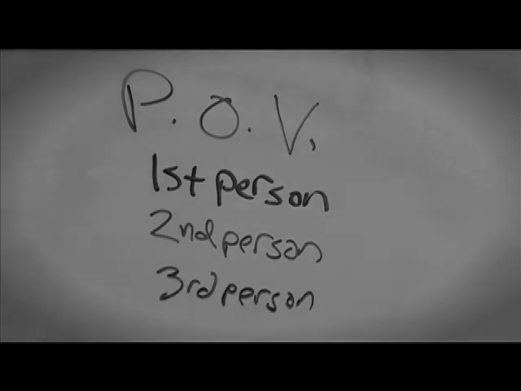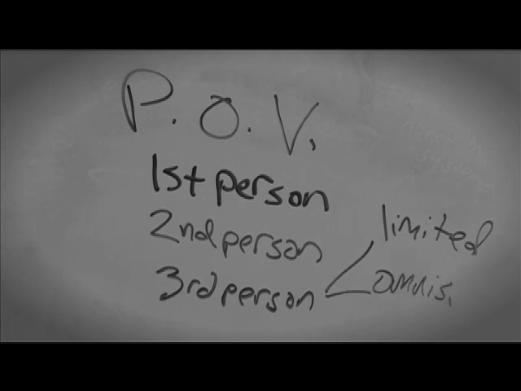Third person, of course, as you probably remember from high school English, can be limited to one character's point of view, or omniscient, encompassing all characters' points of view.